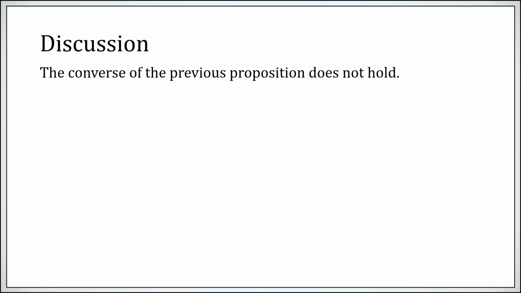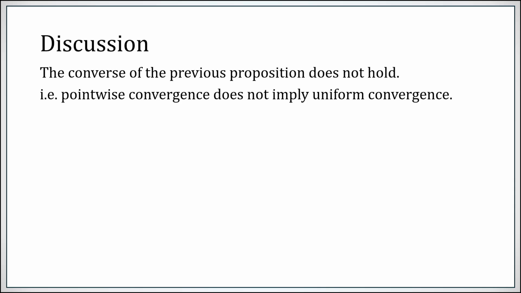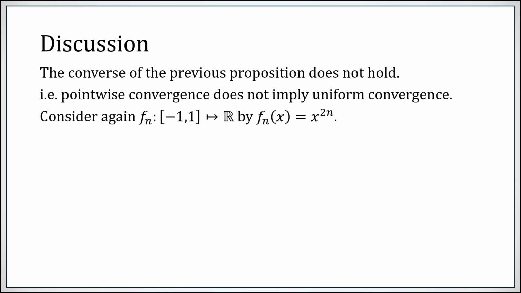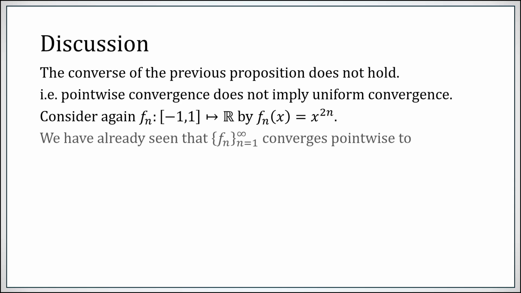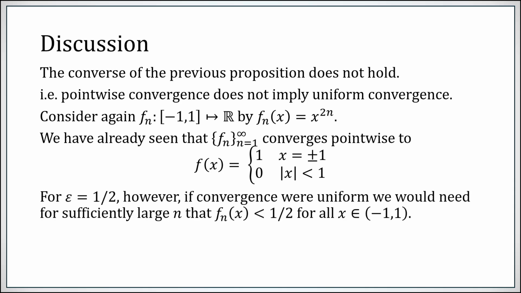Now, the converse of that previous proposition is not true. In other words, if all you know is that you have pointwise convergence, that does not immediately imply uniform convergence. Consider the sequence given before. fn maps [-1, 1] by taking x to x^(2n). We've already seen that we have pointwise convergence to this function, which is 1 at the endpoints and 0 everywhere in between. Now let's pick epsilon equal to 1/2.